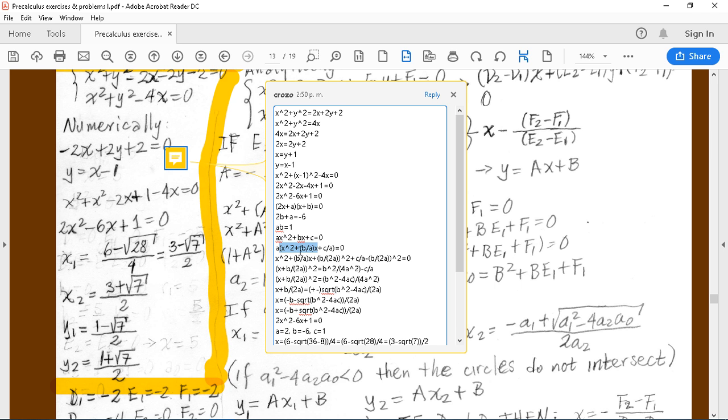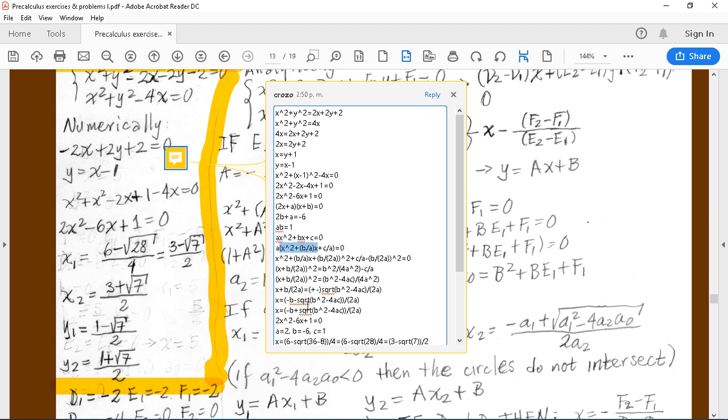The b over a x term is the double product of b over 2a and x. So we add and subtract the square of that term, so that in that way we can complete the square. So we have x squared plus b over a times x plus (b over 2a) squared, and here we have c over a minus the same term, which is (b over 2a) squared, equal to 0.